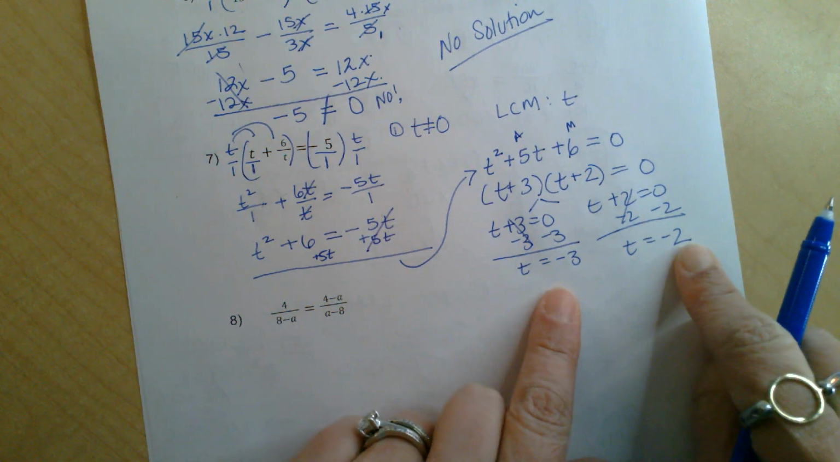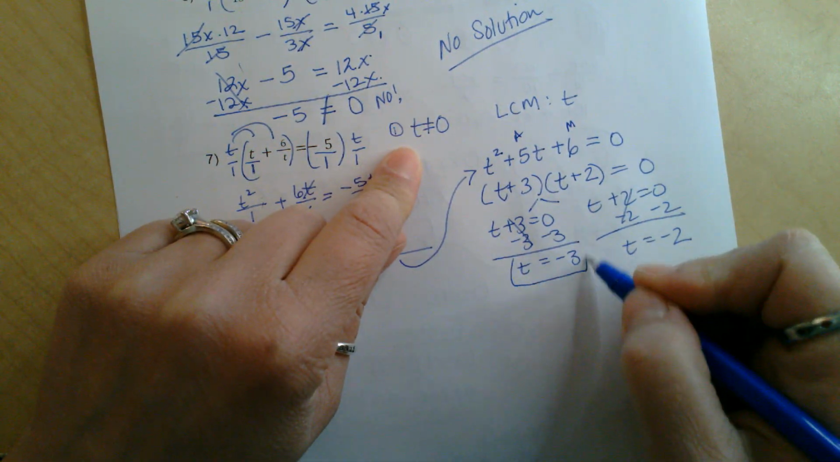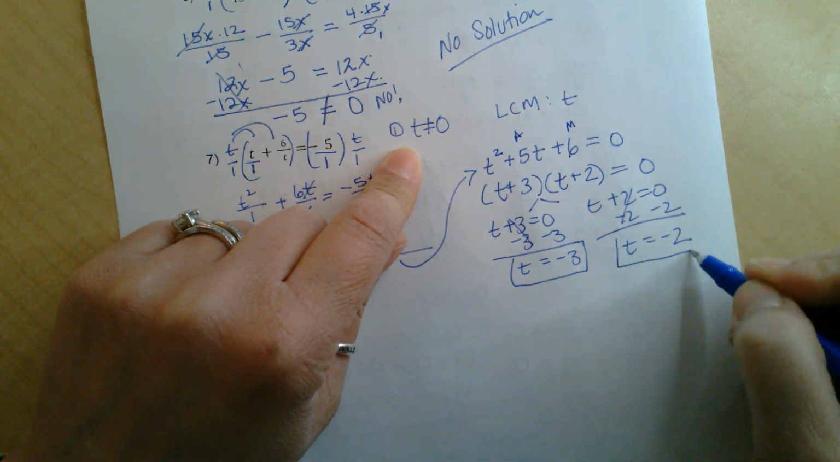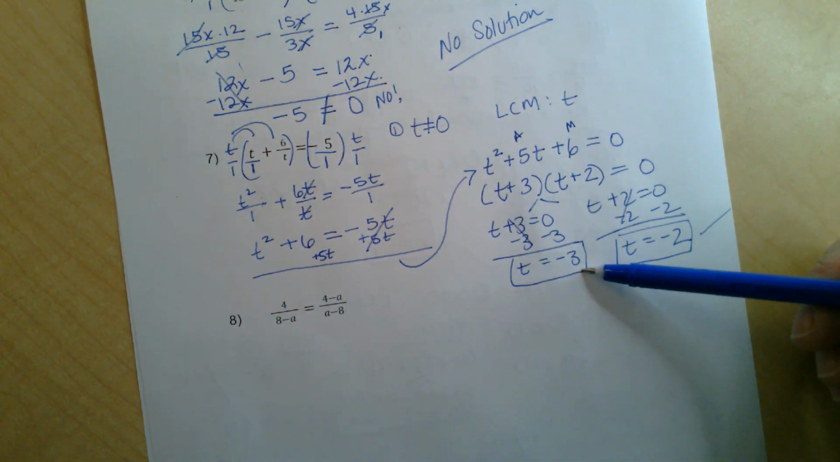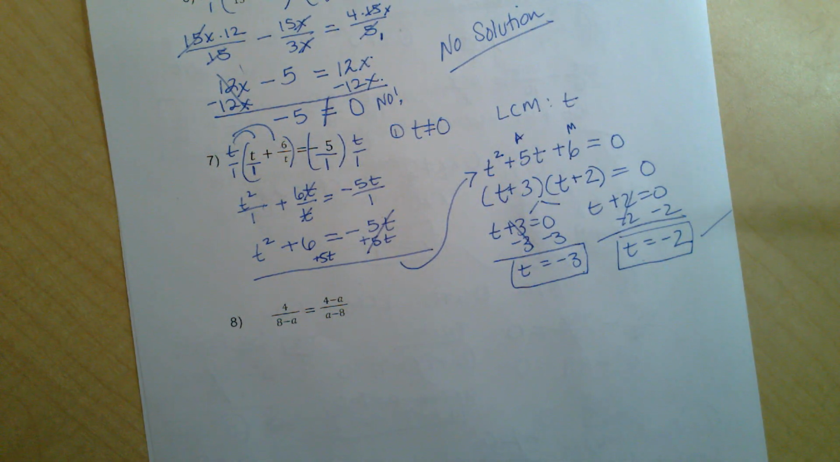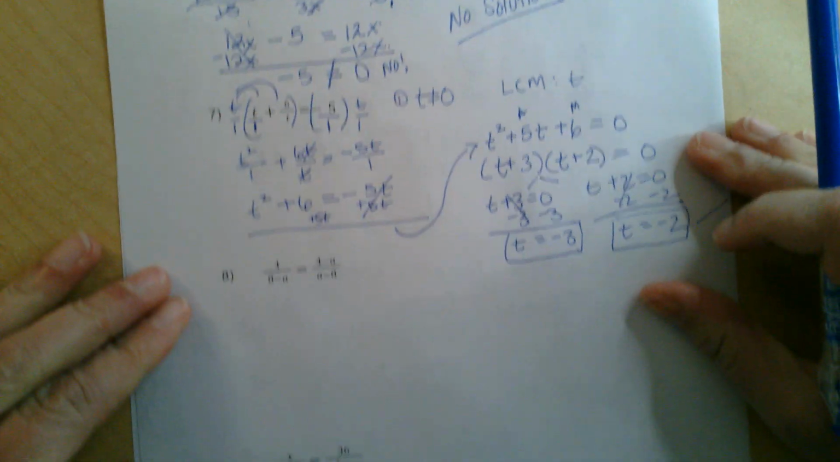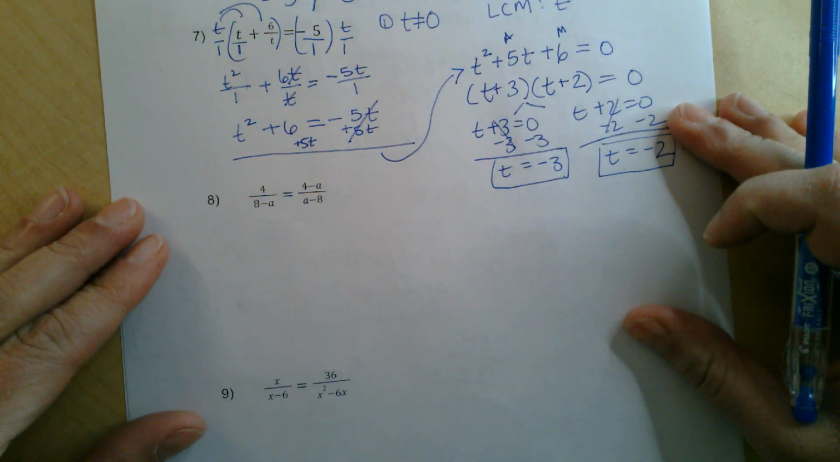And now we have to go back to make sure to check our restriction. It can't be 0. So t plus 3 is fine. t plus 2 is fine. And we're all set. And if you wanted, you could substitute each one of these into the original equation to check to see if it works. I'm not going to do that right now. My video is running a little bit longer than I would like. So let's move on to number 8.